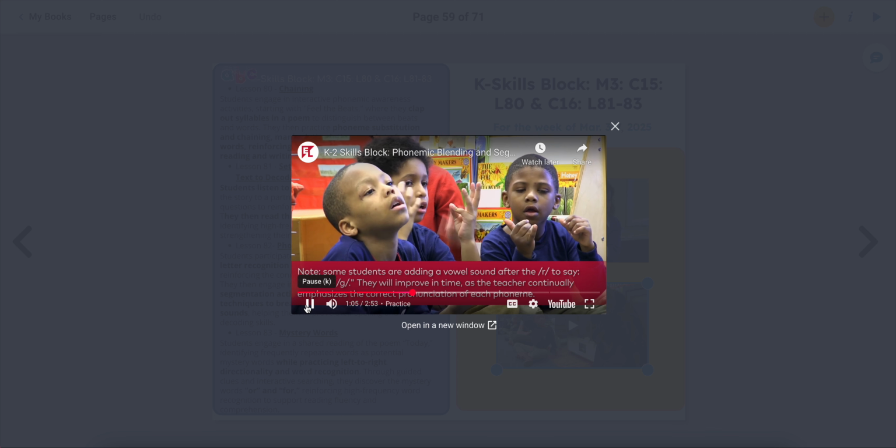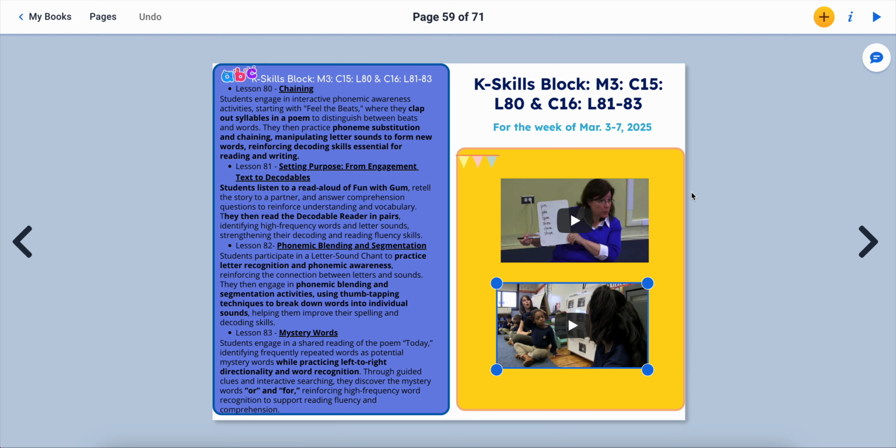So just to give you an idea of what that instructional routine looks like, you can go into our Book Creator book to check that out.